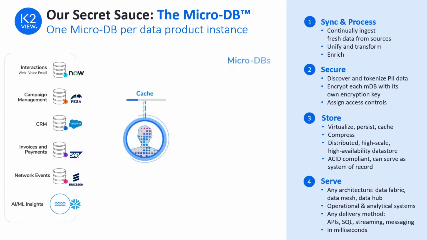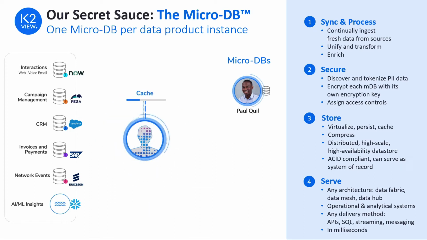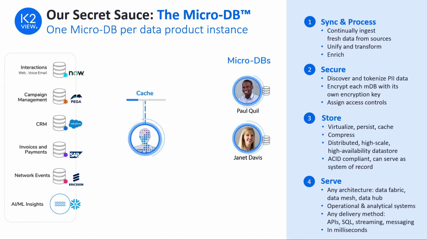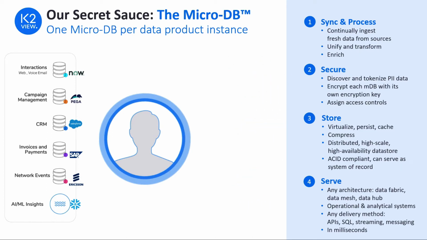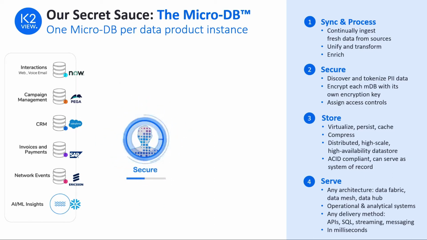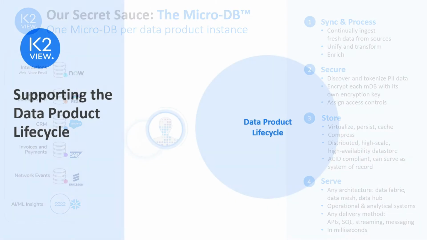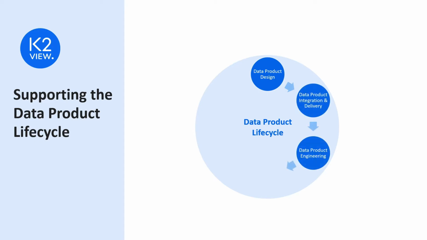The data product secures each micro database with its own unique 256-bit encryption key, eliminating the possibility of a mass data breach, and makes it instantly available for any authorized data consumer through any method: SQL, APIs, CDC, messaging, or streaming.